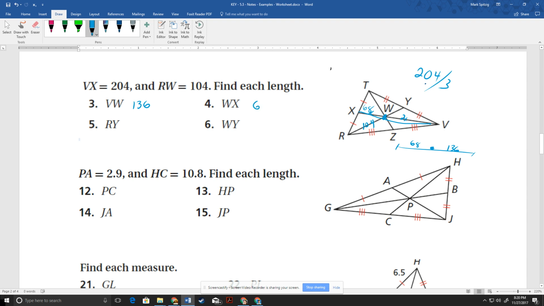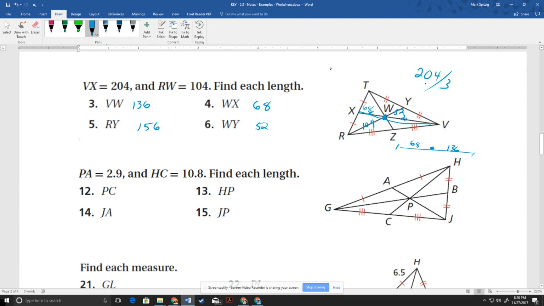WX, which we already found, was 68. RY, so if the big piece is 104, that means the small part is half of it, or 52. So RY is the whole thing, which is going to be 156. And then WY, we already know, is 52.